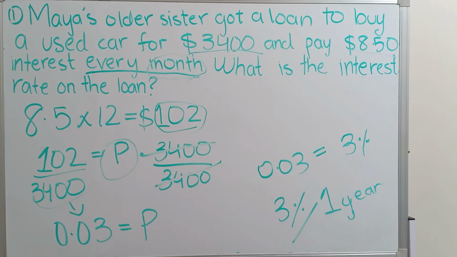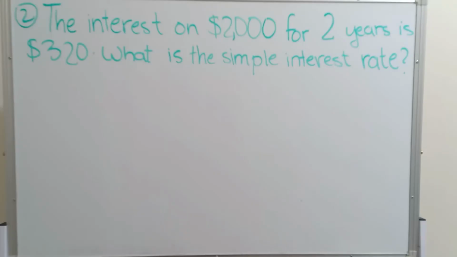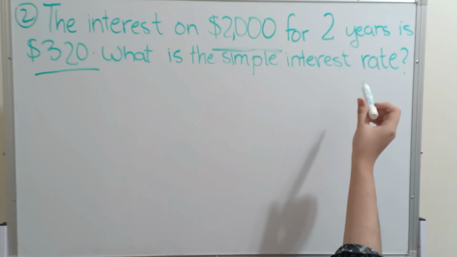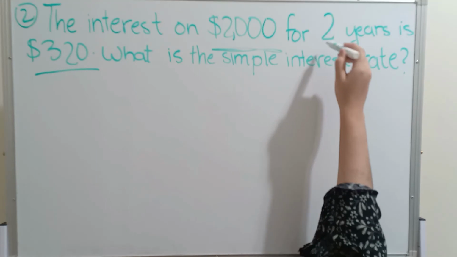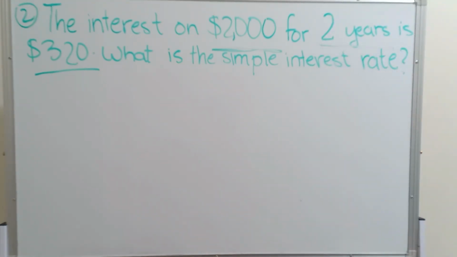Now let's move on to our second question, which we are going to do the same concept. So here we have our second question. It says the interest on $2,000 for 2 years is $320. We're given the interest amount, which is $320, and we are given the amount of time that interest is for. It is for 2 years. So now we need to find it for 1 year, because first we need to convert the amount of time of the interest amount that we are given to 1 year.